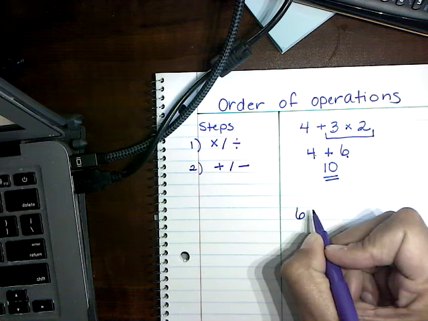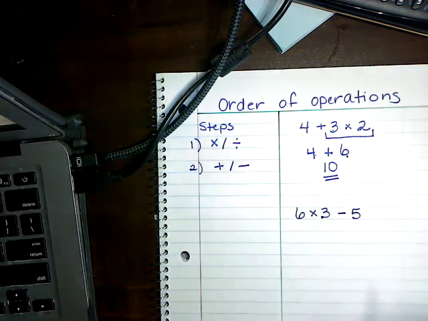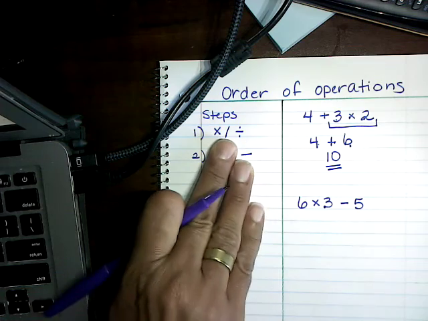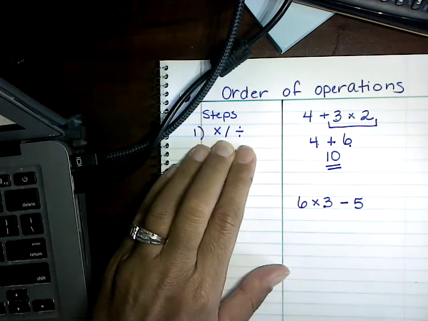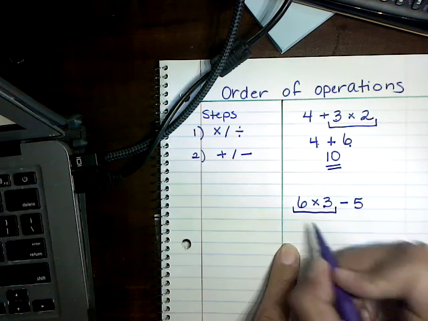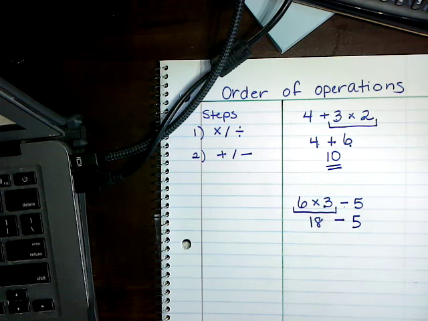6, and use your multiplication chart if you need to. 6 times 3 minus 5. We have multiplication and we have minus. Step 1, we do multiplication or division first. So what are we going to do first here, Hanaline? Times or minus? Times. Yes. So 6 times 3 equals 18, yes. And then minus 5. And what's 18 minus 5? 13. 13.